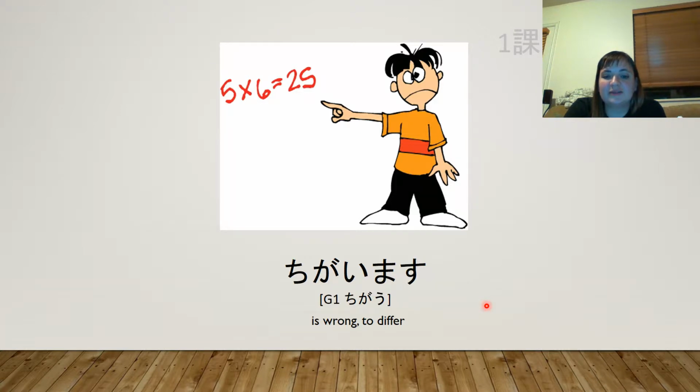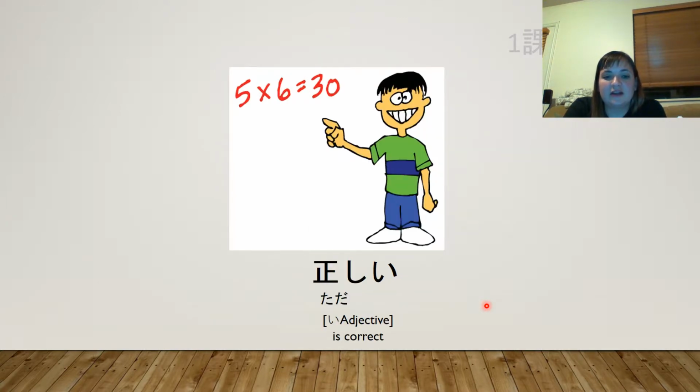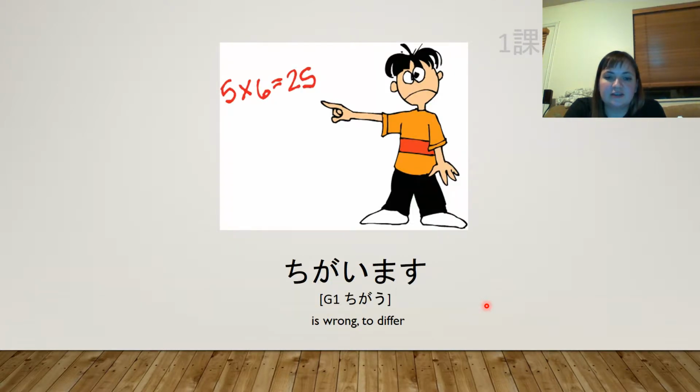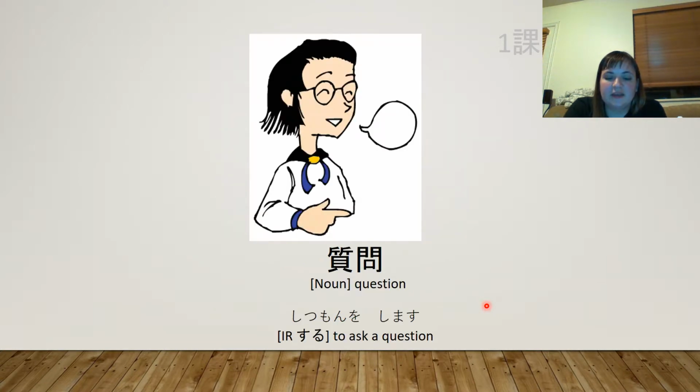So our dictionary form for 違います is 違う. For 正しい, well, 正しい is actually an adjective, so it's kind of interesting. We use an adjective in this context. Here we're using a verb, aren't we? じゃあ続きましょう. We also have a word for question, which is 質問. 質問. You guys kind of already know this word.